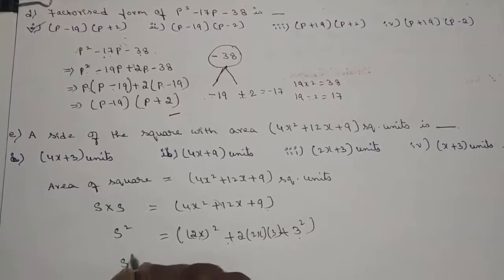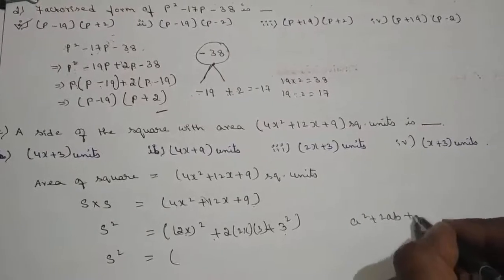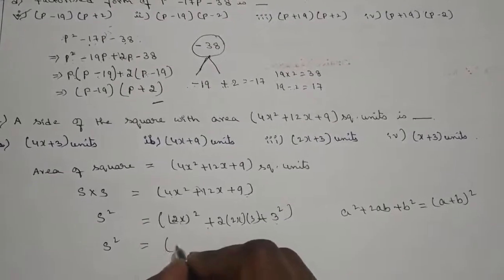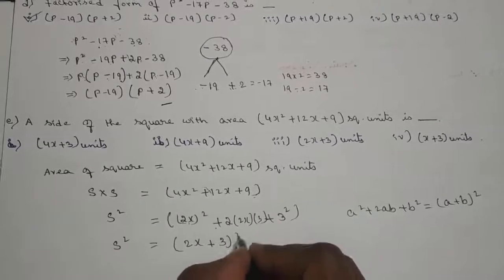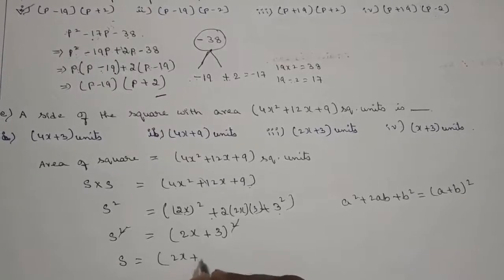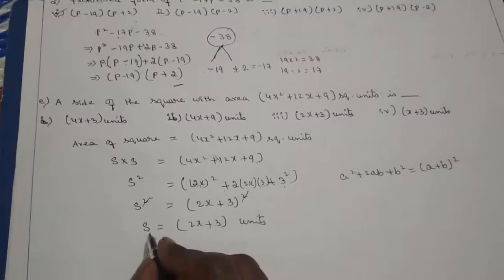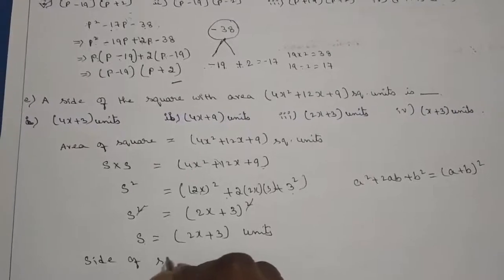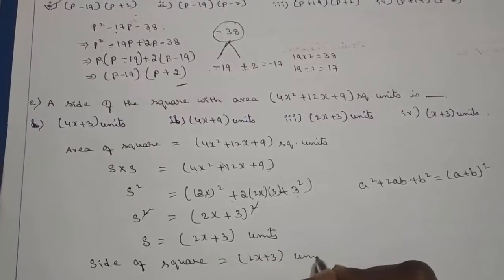Then s square equals, we know that a square plus 2ab plus b square is nothing but (a plus b) whole square. Then in place of a we have 2x plus in place of b we have 3, whole square. Then this square gets cancelled. Then s equals 2x plus 3 units. Don't write square units because we are finding only a single dimension, that is side. Then side of square equals 2x plus 3 units.